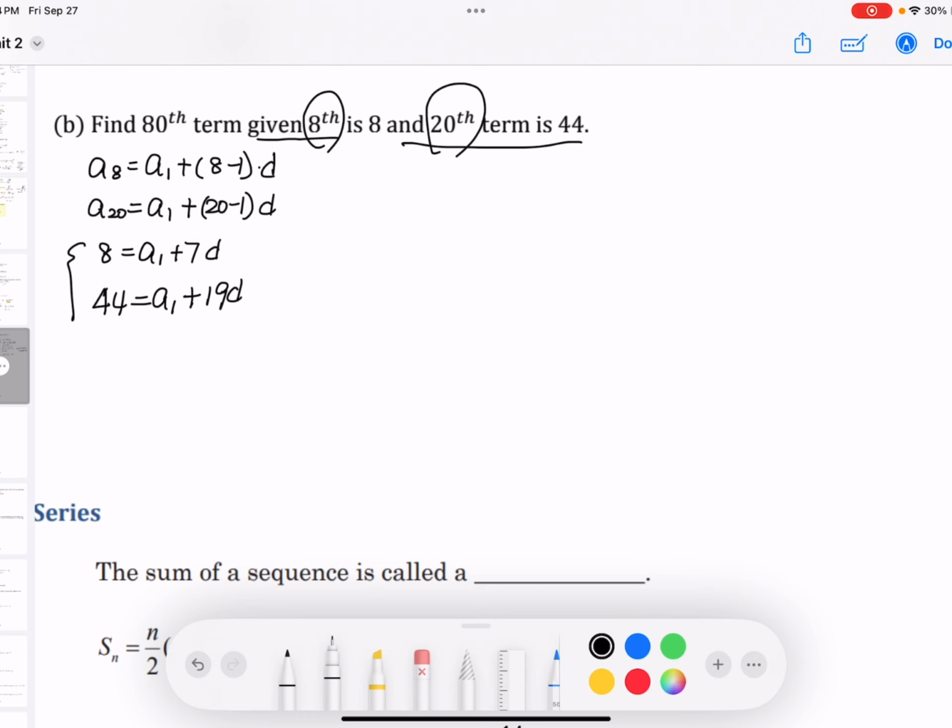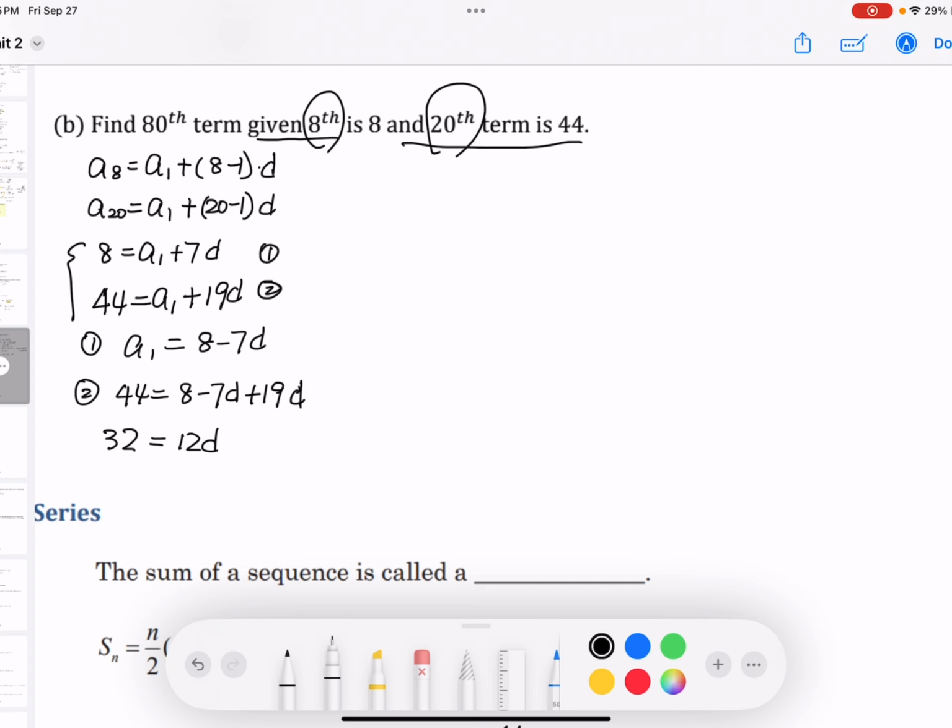So we have two equations. From the first equation, I can do the substitution method. From the first equation, a sub 1 is equal to 8 minus 7d. Plug it into my second equation. 44 is equal to 8 minus 7d plus 19d. And then combine like terms. We're going to have 32 is equal to positive 12d.